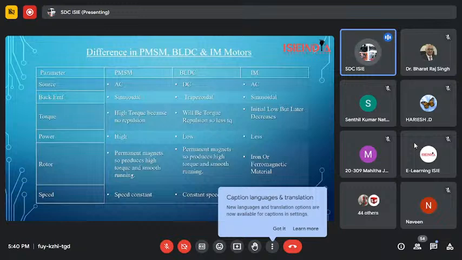But in induction motors, what happens? The repulsion is high at the starting, but the torque becomes high after the induction motor gets into running, right? Initially, the torque in the induction motor is less as compared to the BLDC motor and PMSM motor. But when the induction motor gets into running, or gets into the synchronous or asynchronous speed, the torque generated by the induction motor is very high.